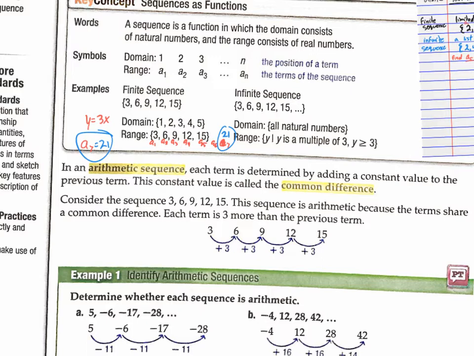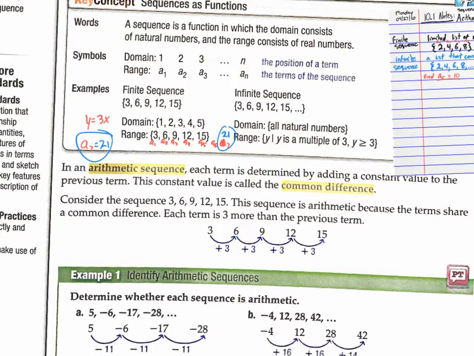So let's jump to our first huge definition here, arithmetic sequence. What is an arithmetic sequence? Okay, what's a sequence? It's a list of numbers. All right, we understand that. We know finite or infinite, but if they throw in this word right in front of it, arithmetic, and some people read this as arithmetic, I say arithmetic sequence. What does that mean? It's saying that each term is determined by adding a constant value to the previous term. This constant value is called the common difference.